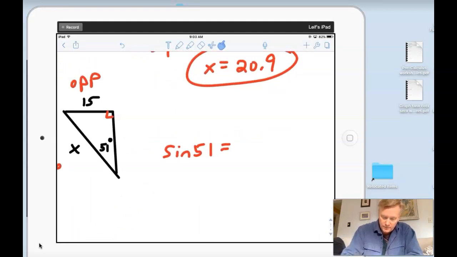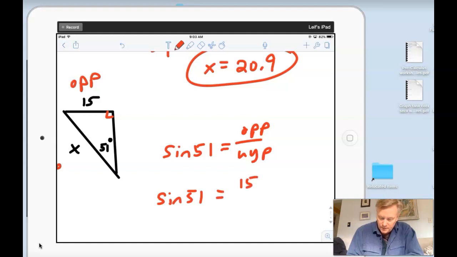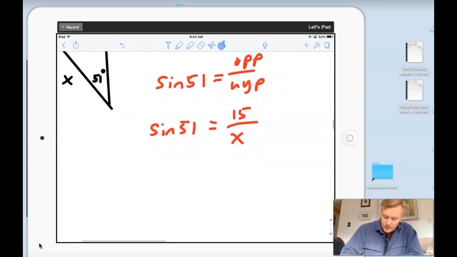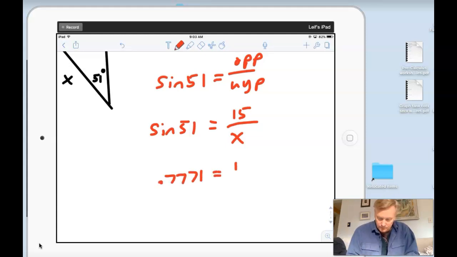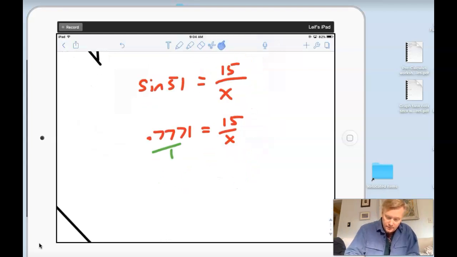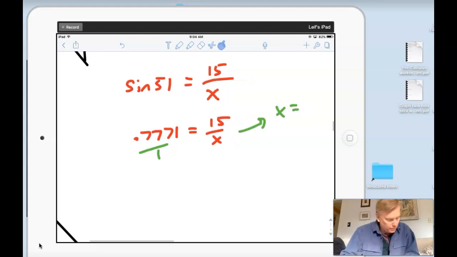So sine of 51 equals opposite over hypotenuse. So the sine of 51, the opposite's the 15, hypotenuse is the x. Next, take your calculator, go sine of 51. That will give you 0.7771. Put that over 1. Cross multiply and solve. And if you do that correctly, you should get x equals 19.3.